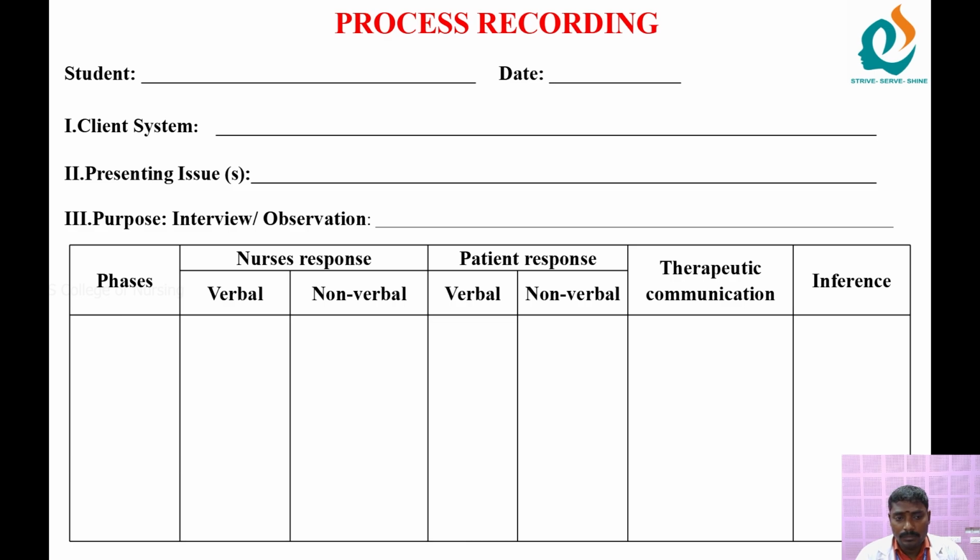So here we have phases, nurse's response, patient response, therapeutic communication and inference. In the phases we have, as you know, pre-interaction, orientation, working phase and termination phase. For the nurse's response, we have to record the verbal and non-verbal responses of the nurse and the verbal and non-verbal responses of the patient, and what therapeutic communication tool was used in this conversation, and the inferences. These are all the things we want to identify and record.